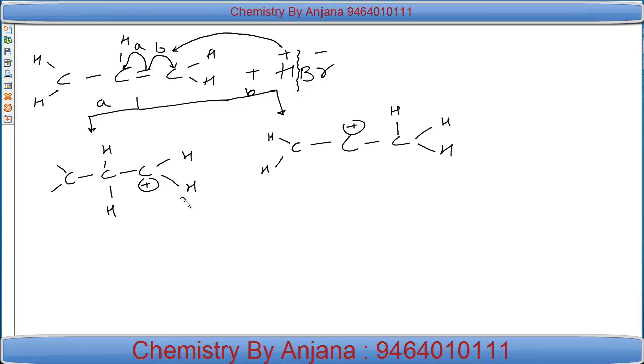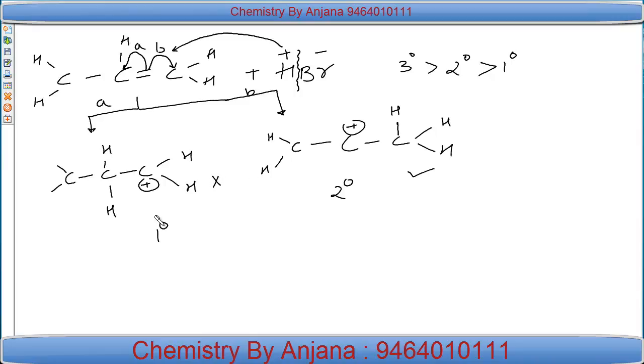Now let's compare both of the carbocations. This carbocation is primary and this carbocation is secondary. We have earlier discussed the same thing, that secondary carbocation is more stable as compared to primary, and further tertiary carbocation is much more stable than these two. So if a stability comparison is there, this carbocation is more stable, this is less stable.